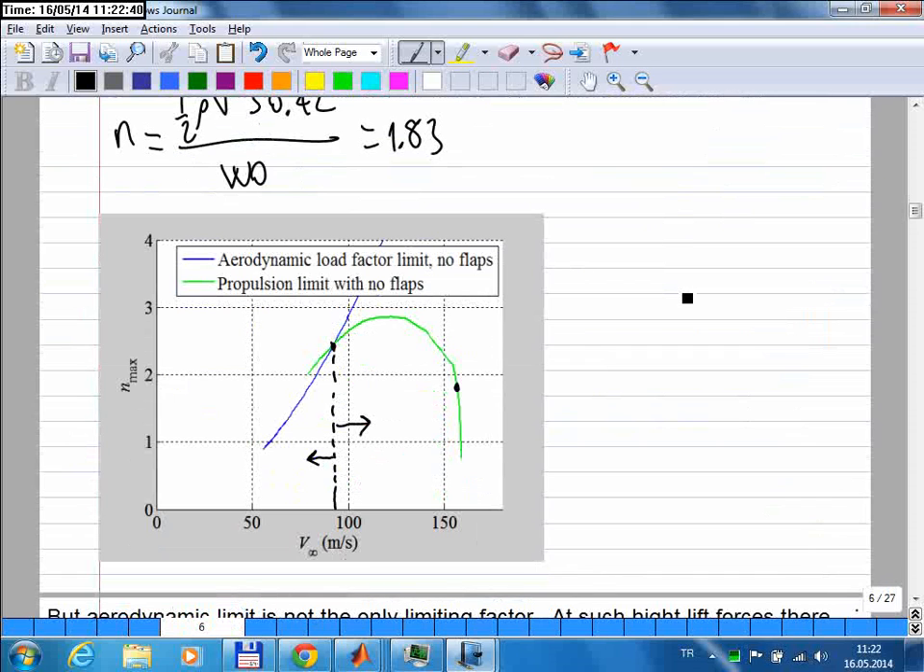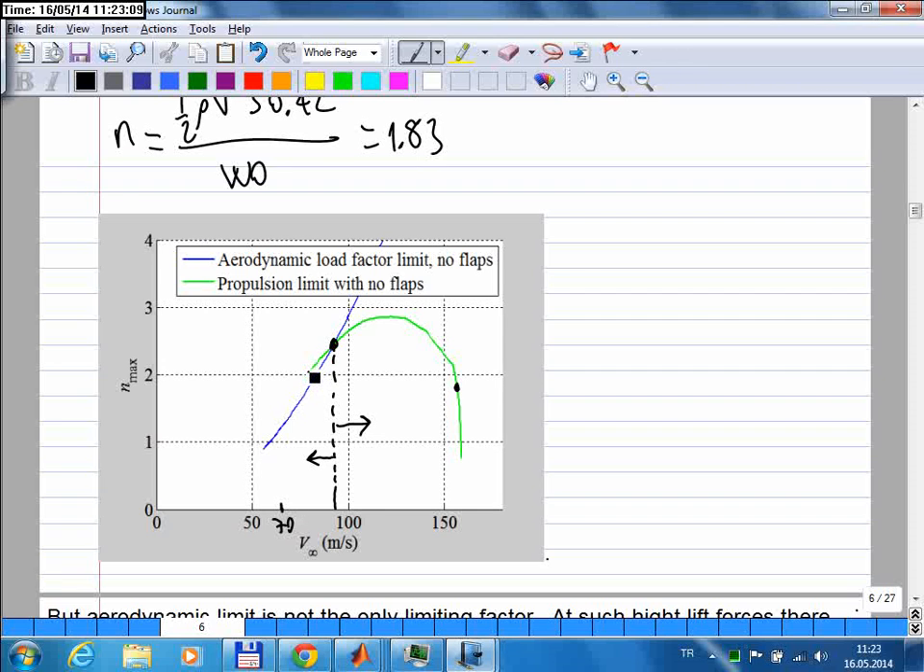Any questions? When you look at the exam questions, you will find that I ask you questions like this. For example, I give you a speed and some information for an aircraft, and I ask what is the maximum load factor this aircraft can sustain at 70 meters per second. So you need to check two things. You need to check both of these, and you need to use the lower one.